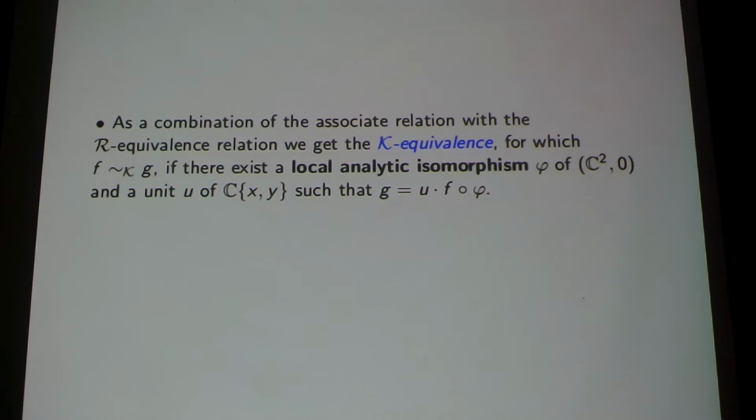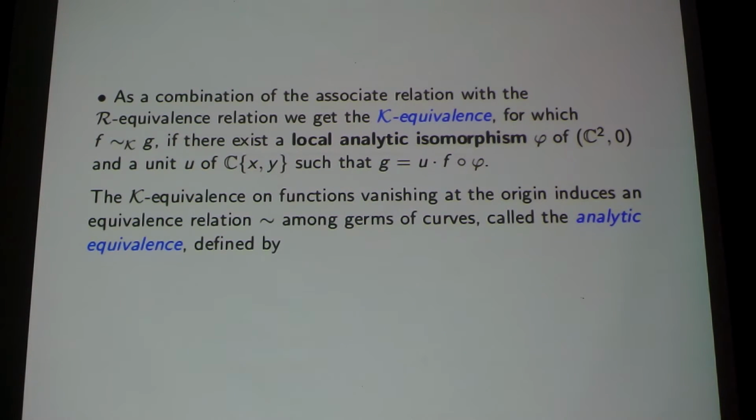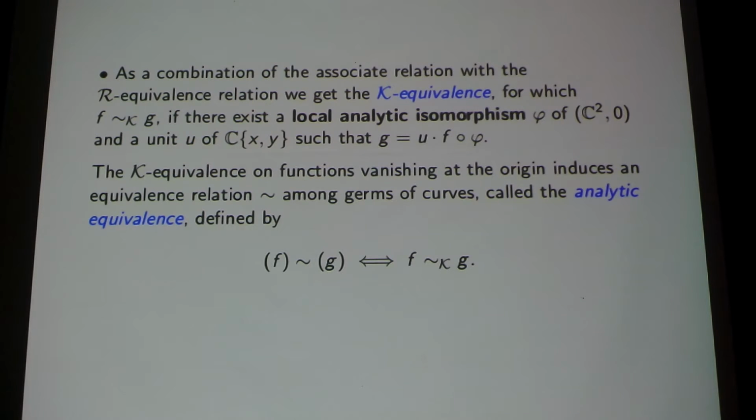As a combination of the associative relation with the R-equivalence relation, we get the K-equivalence, for which f is K-equivalent to g if there exists a local analytic isomorphism phi and a unit u such that g is u times f composed with phi. So you change analytic coordinates, and then you multiply by the unit. The K-equivalence on functions vanishing at the origin induces an equivalence relation among germs of curves called the analytic equivalence, defined as follows: the curve defined by f is analytically equivalent to the curve defined by g if and only if the equations are K-equivalent.